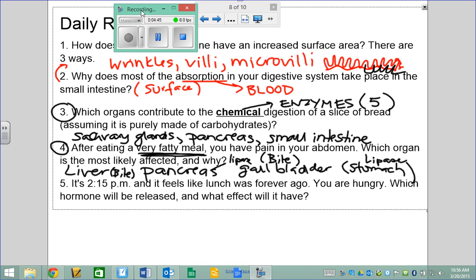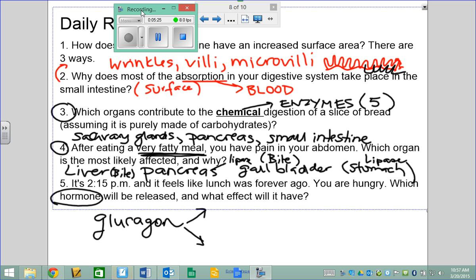Now lastly, it's 2:15, it feels like lunch was forever ago, you are hungry. Which hormone? Insulin is the hormone that gets produced right away when you just ate a bunch of food. Lunch was forever ago and I'm very hungry. Glucagon is the one that gets produced when you are hungry, when your blood sugar is lower. So I always think to myself, glucagon kind of sounds like glucose. And so if I'm hungry, if I need something, I need the one that's going to give me more glucose in my bloodstream. What does glucagon do?